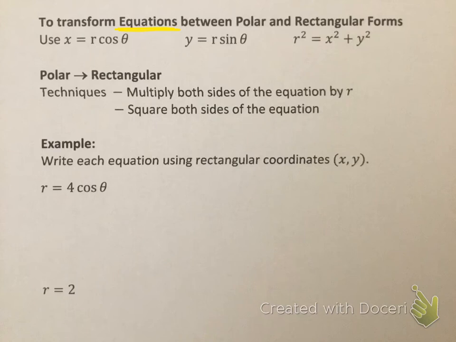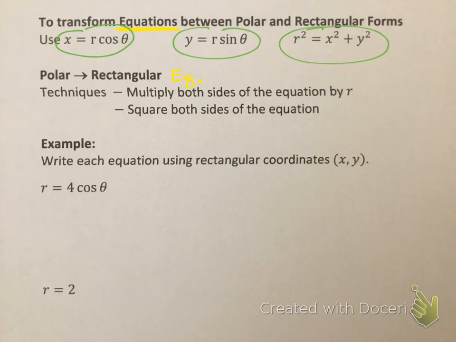Our last job is to change an equation that's either given to us with polar coordinates or rectangular coordinates to the other form. So when we are going from a polar equation to a rectangular equation, again, equations here, not coordinates, we have some trig that will help us. x is equal to r cosine theta, y is equal to r sine theta, and r squared is equal to x squared plus y squared.